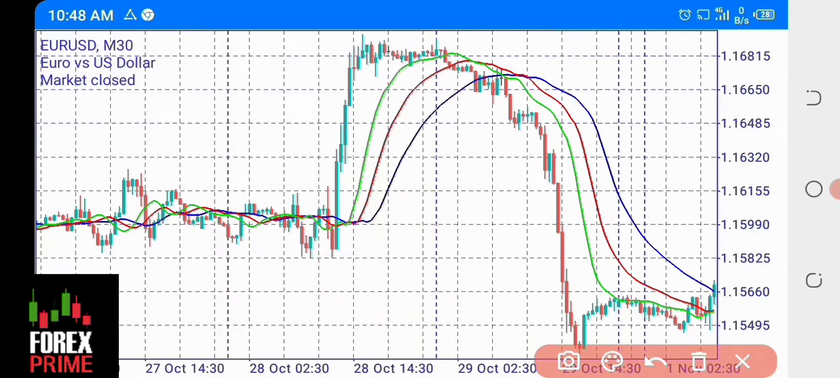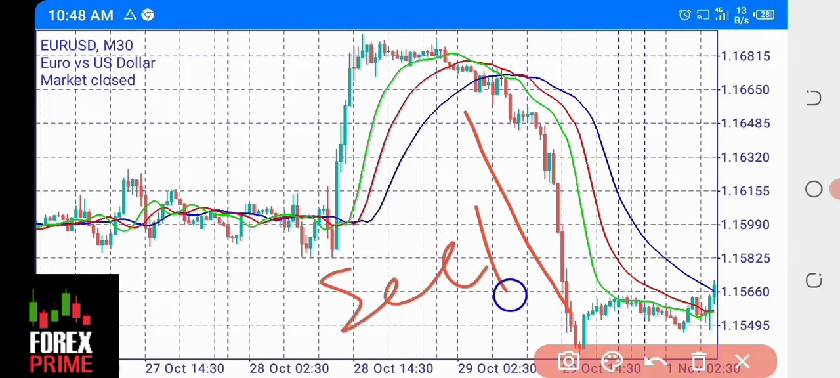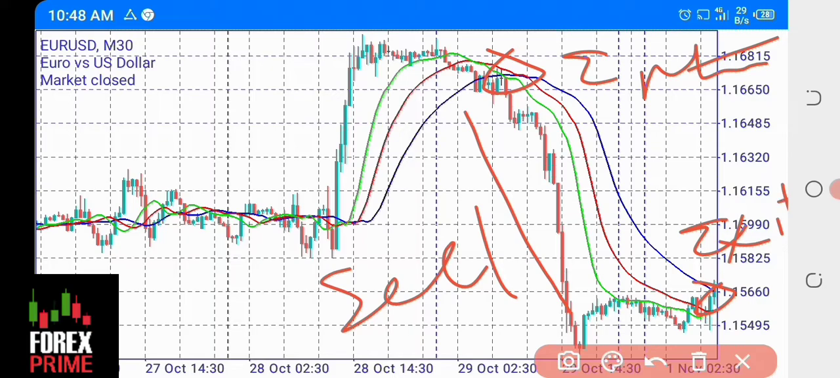Okay. Now, when the green line crosses the red and the blue line downward, that becomes what? A downward trend. So what happens? You take a sell. So you sell into the market. So this becomes our entry. And here becomes our exit.